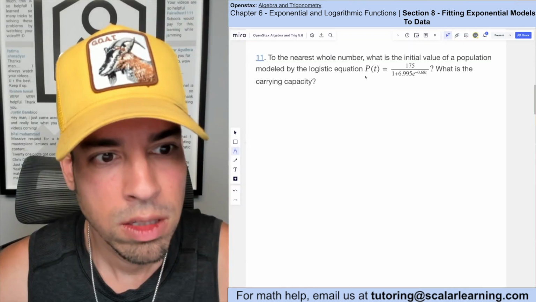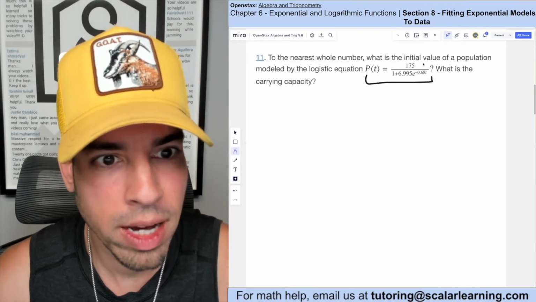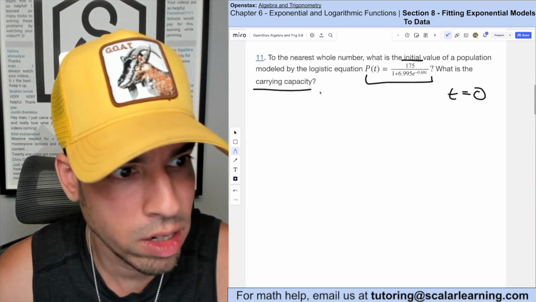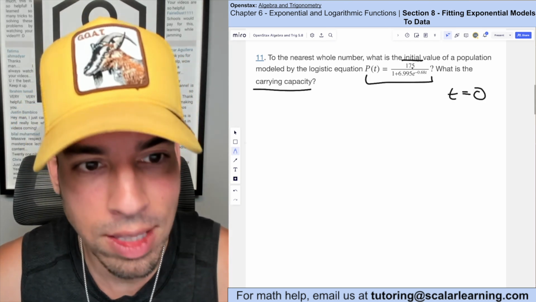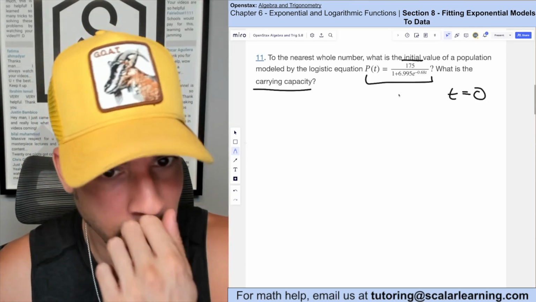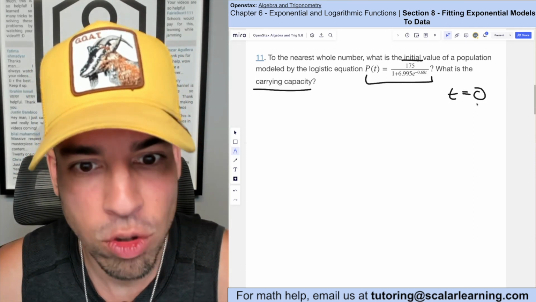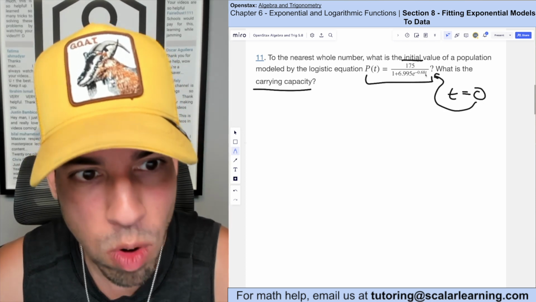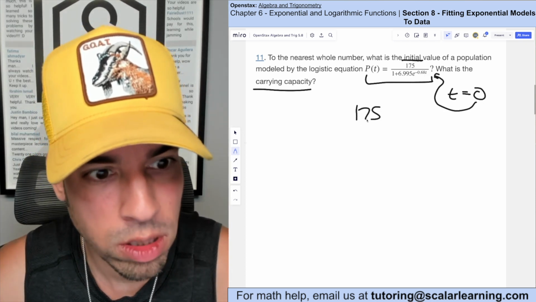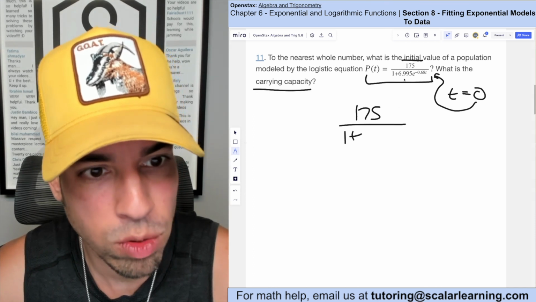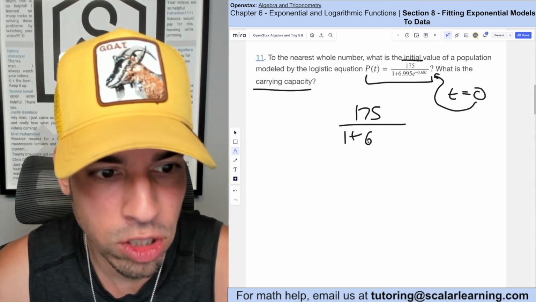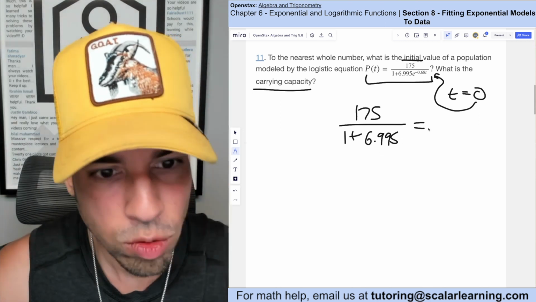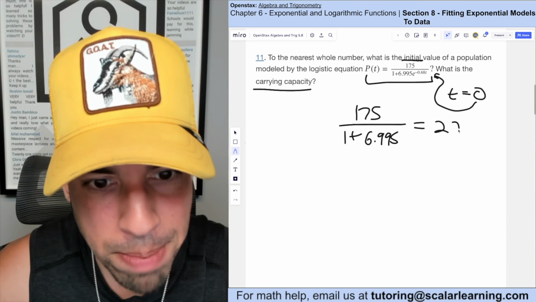Boom, done. For this logistic function, we're asked two questions. We're asking what is the initial value, that is when t equals 0, and then we're asked what is the carrying capacity, which you can identify just from looking at the equation, but we'll come to that second. So first, the initial population, we plug in 0 for time. That becomes e to the 0th power, which is 1. So it ends up being 175 over 1 plus 1 times 6.995, which is just 6.995, like so. And in a calculator, this equals, rounded to the nearest whole number, about 22.